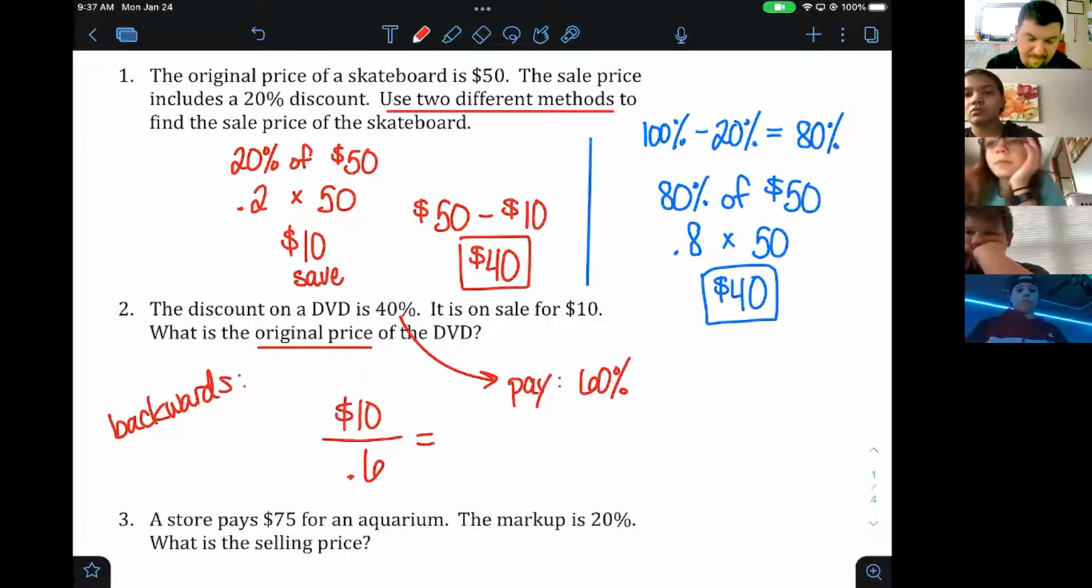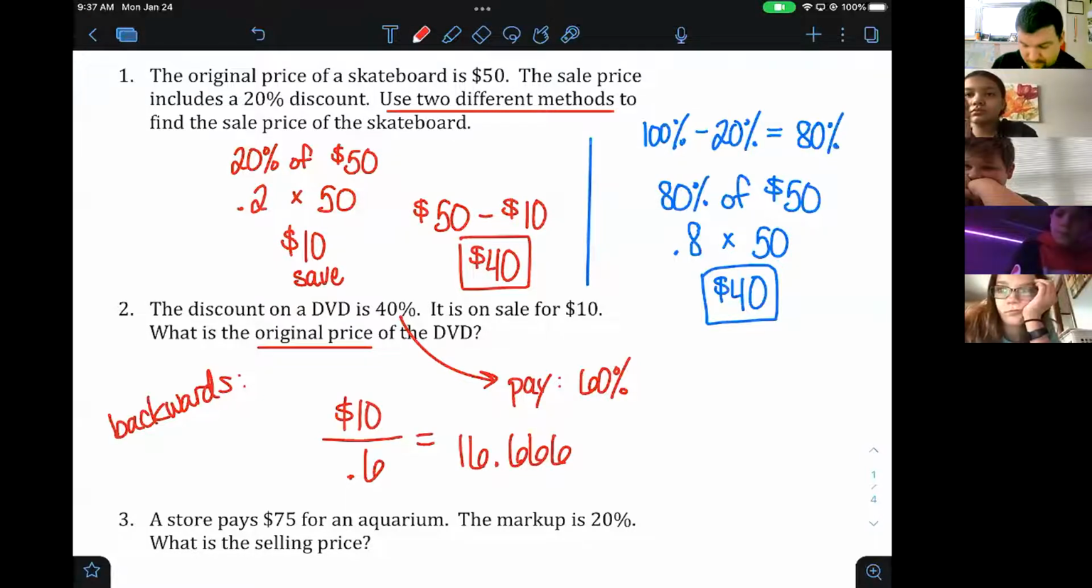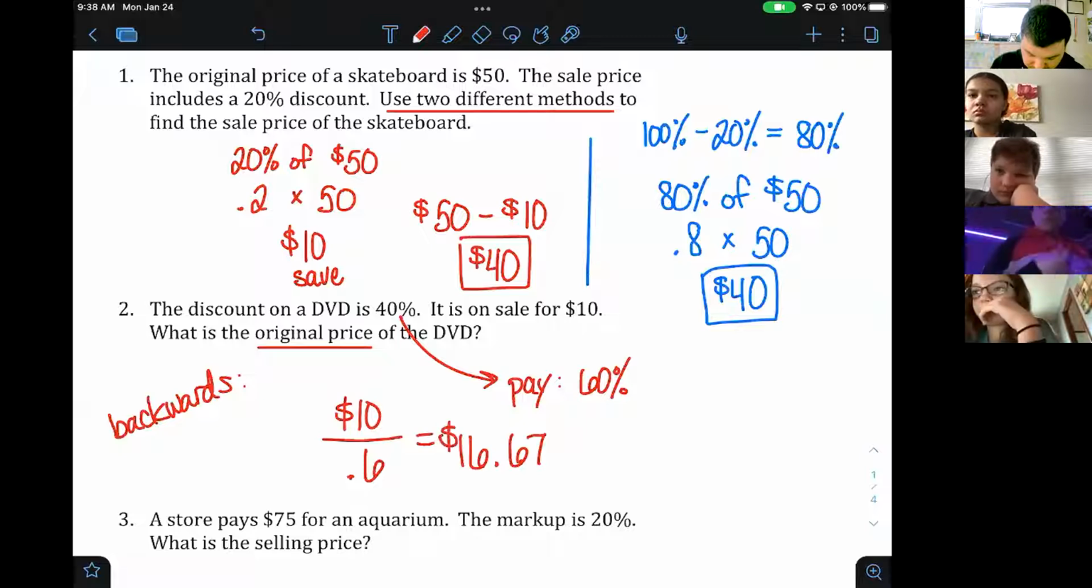And then 10 divided by 0.6 will give us a price of $16, and then it's 0.6 repeating. But if we're talking about money, we want to use 2 decimal places. So we know the next digit's going to be a 6. But if I want 2 decimal places, that third digit is actually going to bump that previous one up to a 7. So we would round this to $16.67. Okay.